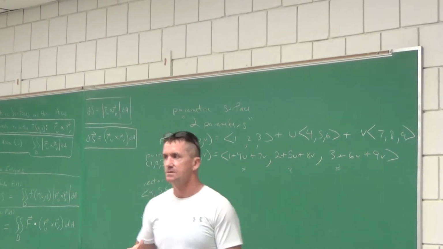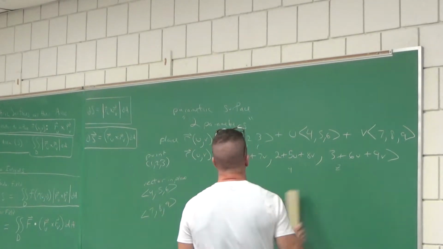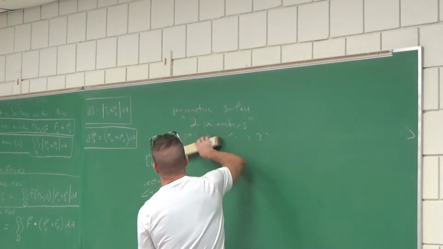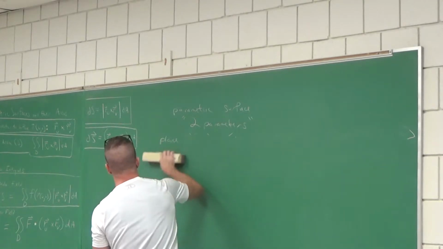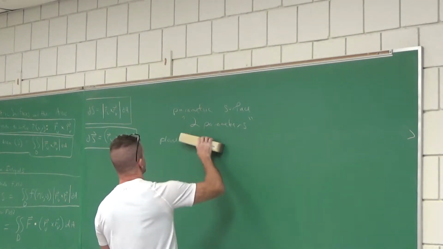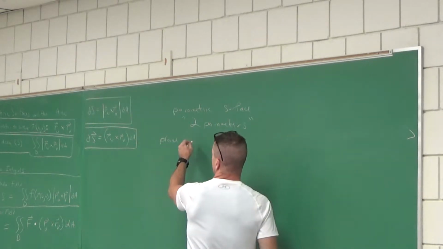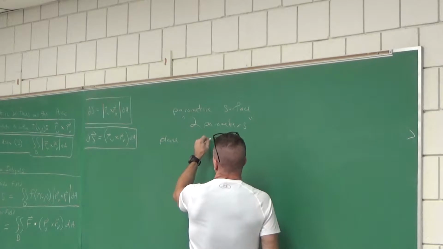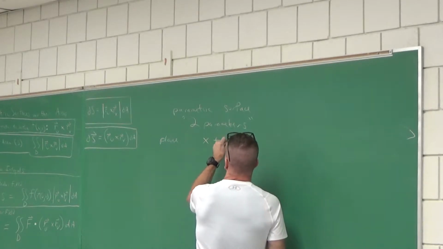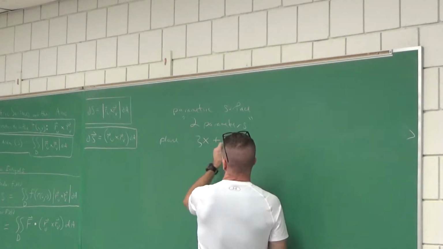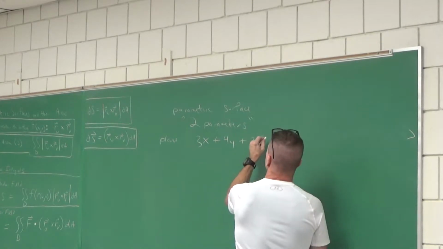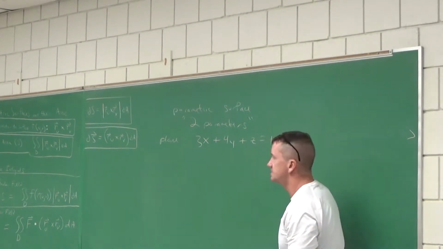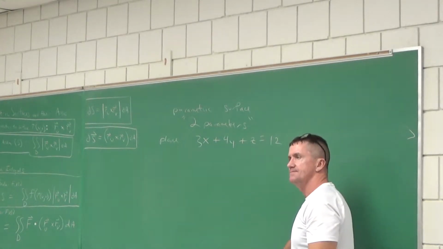So what are you going to see more commonly with planes? This is what you're going to see many times in the next few sections. Something like this. Here's a plane from our course: 3x plus 4y plus z equals 12. Can you parameterize that plane?